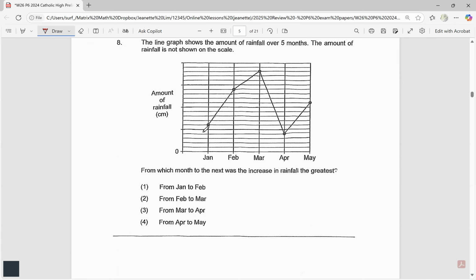Now, if you just look at it, January to February and April to May will be the greatest. So we compare these two. From January to February, it went up by how many units? 1, 2, 3, 4, 5, 6, 7, 8. So 8 units. Then going up again from April to May, 1, 2, 3, 4, 5, 6, 7. So the greater increase will be from January to February.